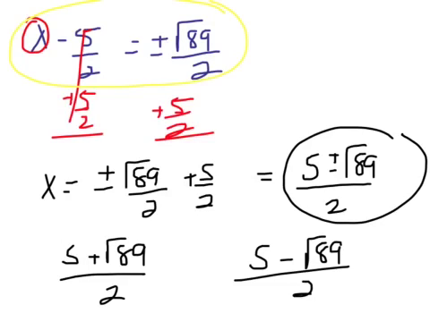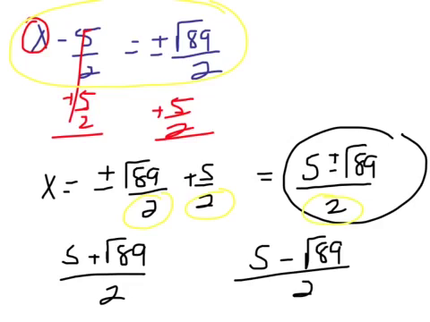Because addition is commutative, since I'm adding plus or minus square root of 89 and 5, I could just say that's the same thing as 5 plus or minus square root of 89 over 2, because there's a common denominator there.